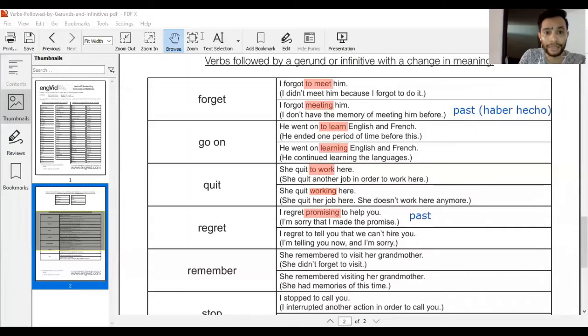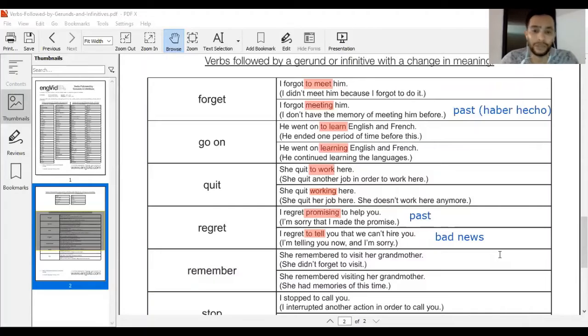Now, when you get regret with to, like, I regret to tell you that we can't hire you. When we say this, guys, we normally mean that we are giving bad news, right? What comes after to is something bad. So bad news, right? Lamento decirte que no puedes trabajar aquí o no podemos contratarte, right?